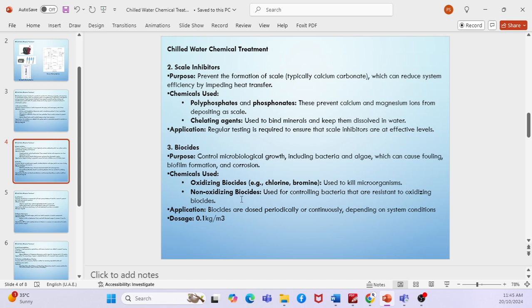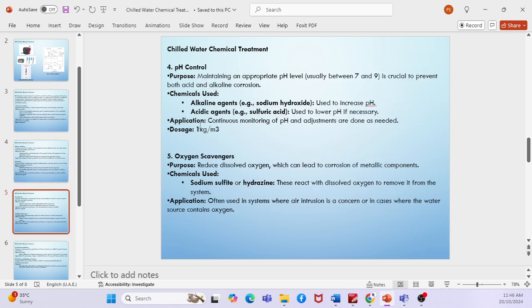Okay, the non-oxidizing biocide is used for controlling bacteria that are resistant to oxidizing biocides. The biocides are dosed periodically or continuously depending on system condition. Normally that will be 0.1 kg per meter cube.